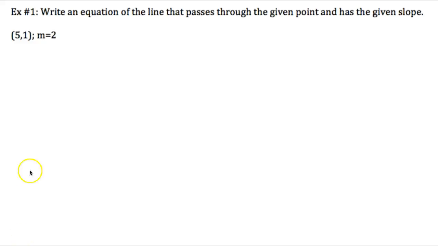Killed it. So this says write an equation of the line that passes through the given point and has the given slope. So we've got this point right here. We've got that slope right there. We want it to be y equals mx plus b. So I got to plug in what I know. I know the slope, and I know an x and a y.